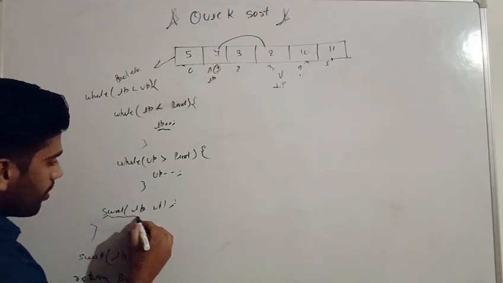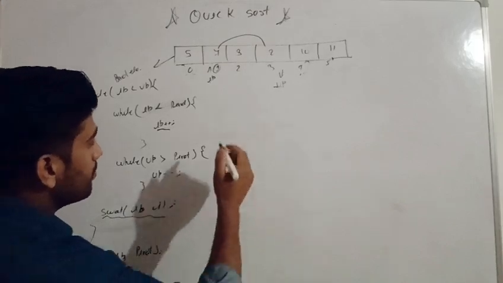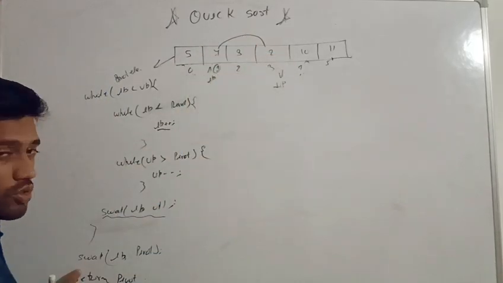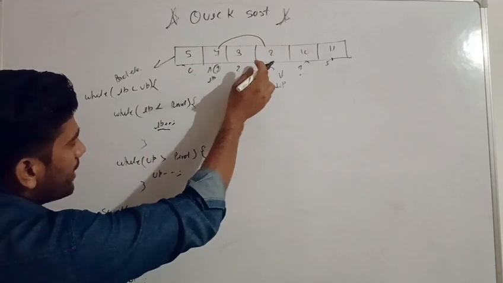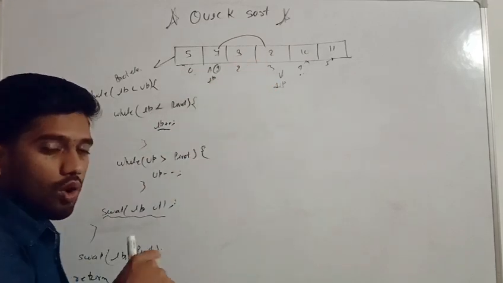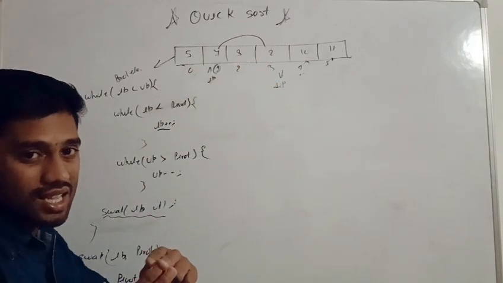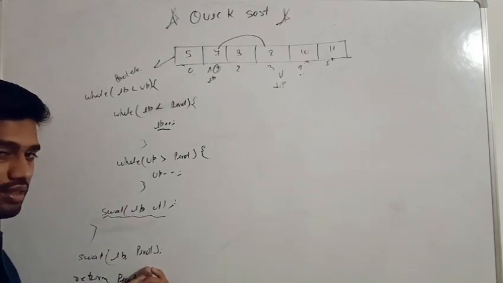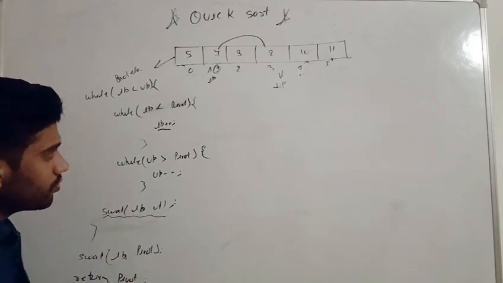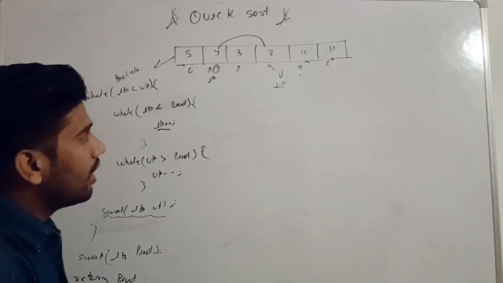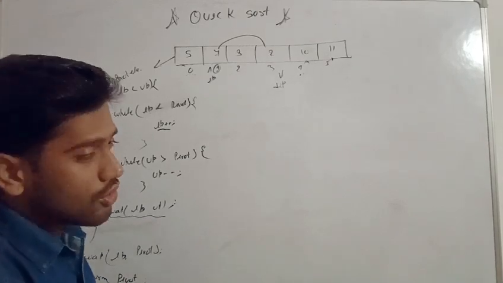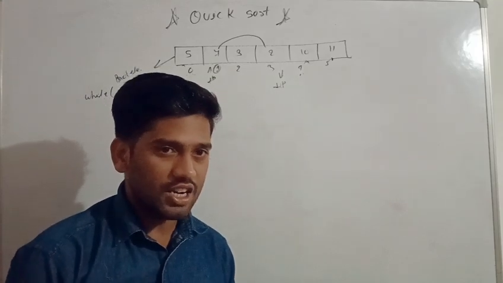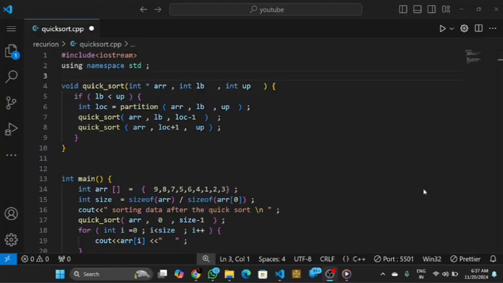And after this, the upper bound and lower bound are going to swap. When the pivot element and both locations, lower bound and upper bound, are at the same place, then we can swap the lower bound and the pivot element. This is basically about quicksort, and I will write the complete code on my machine. Let's code.